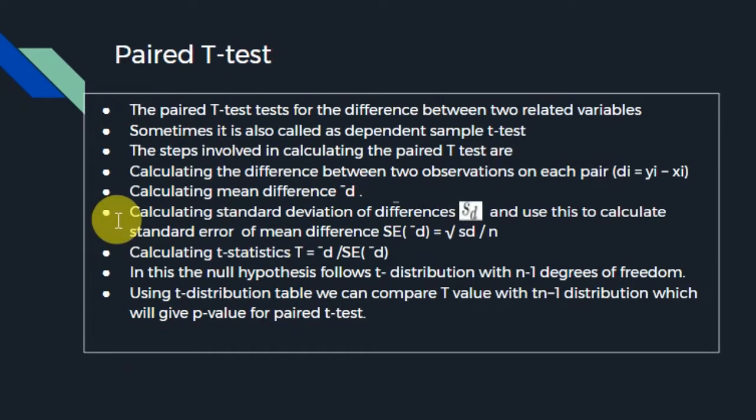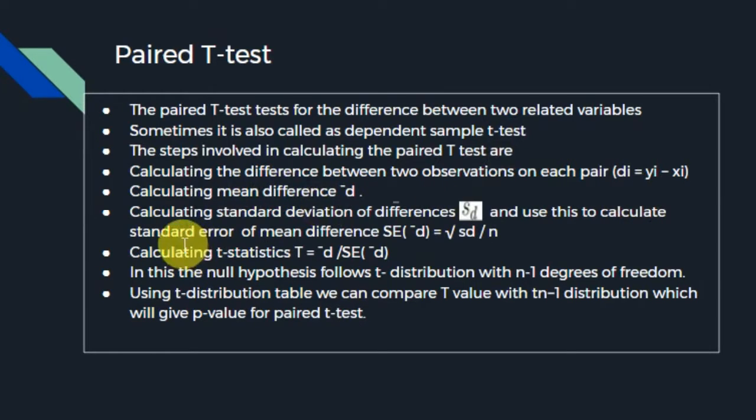Then coming to the paired t-test, we will be using this to test the difference between two related variables, and it is also sometimes called the sample t-test. There are a number of steps involved. Initially we will be finding the difference between each pair and we will be finding the mean difference of them.